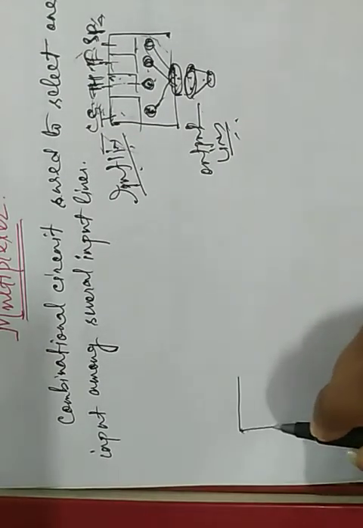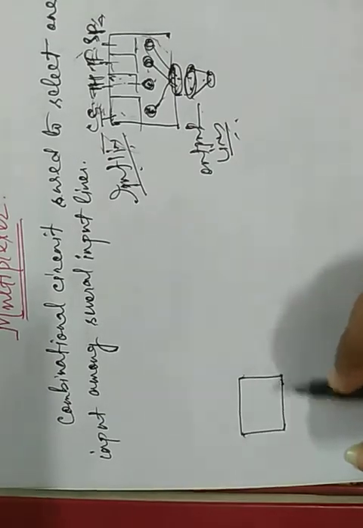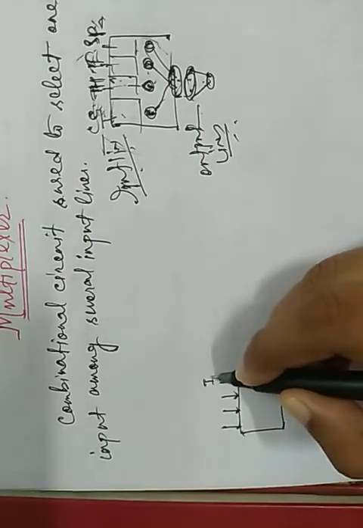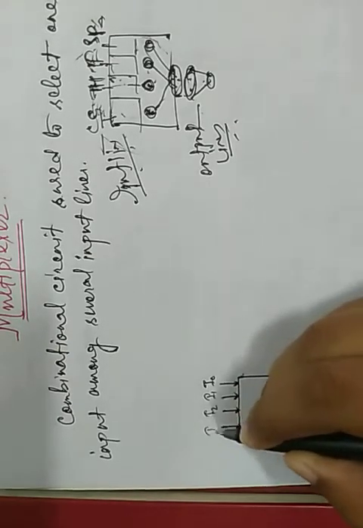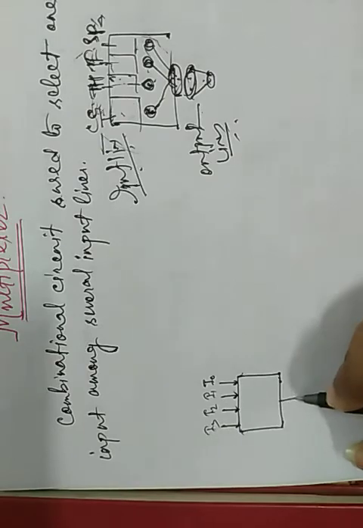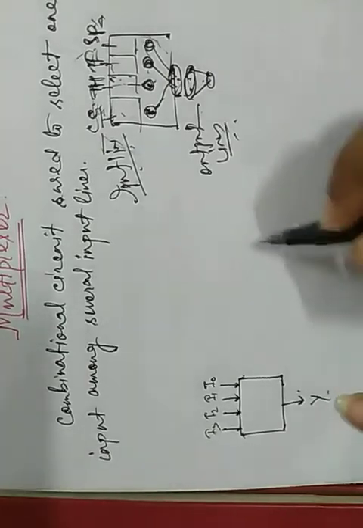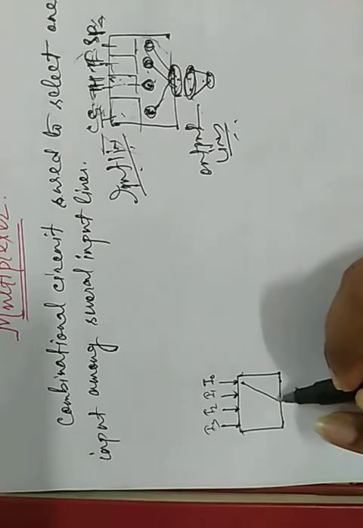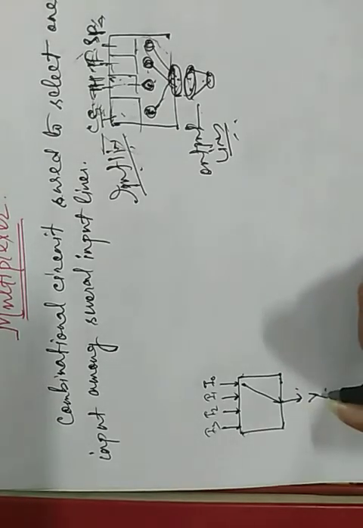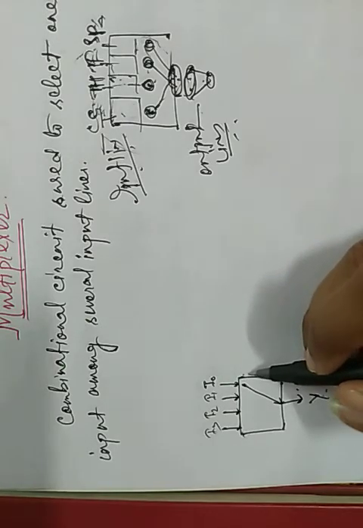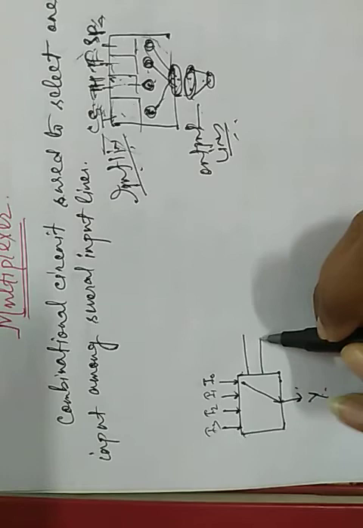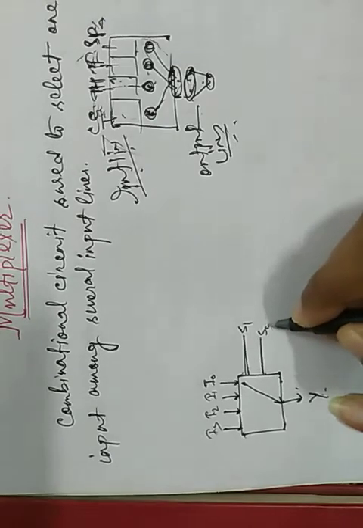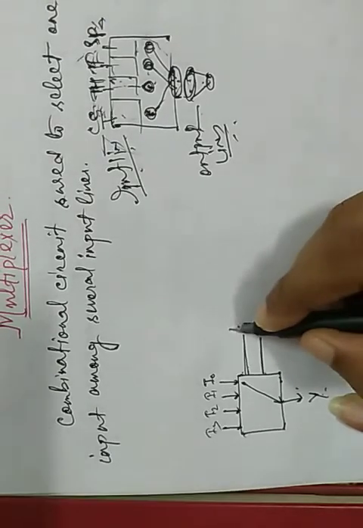Suppose there are 4 input lines, I0, I1, I2, I3, and 1 output line, Y. In order to get a specific input at the output, we have to give 2 selection lines. 2 selection lines must be there: one is S1, another is S0. This is the MSB and obviously this is the LSB.